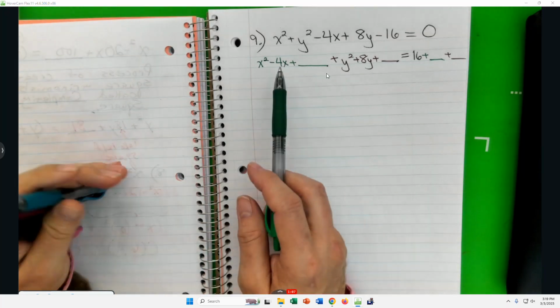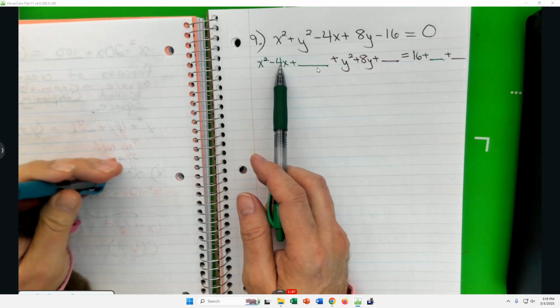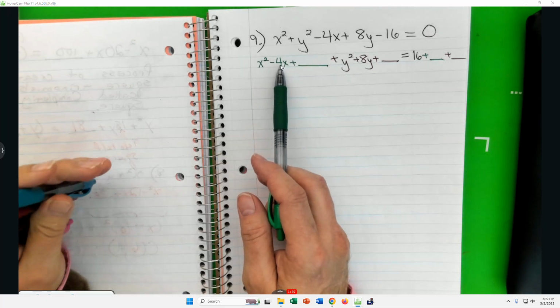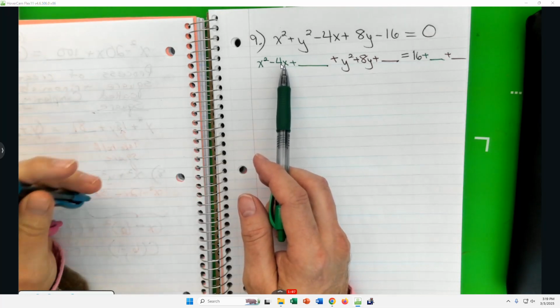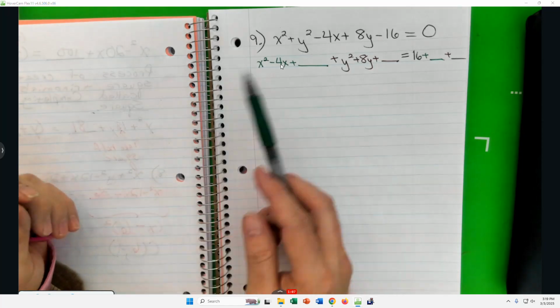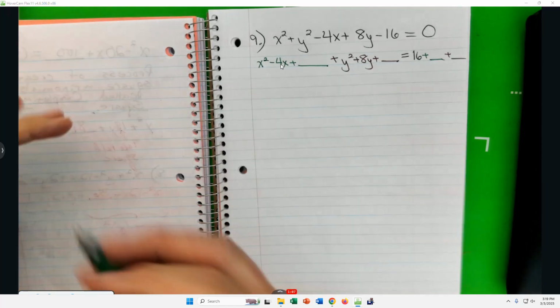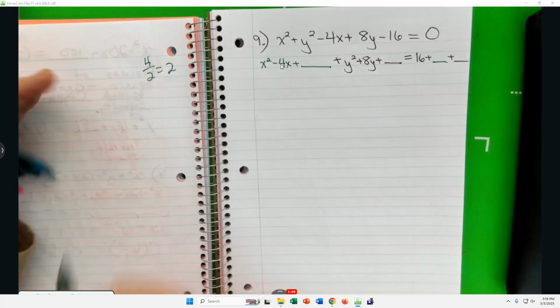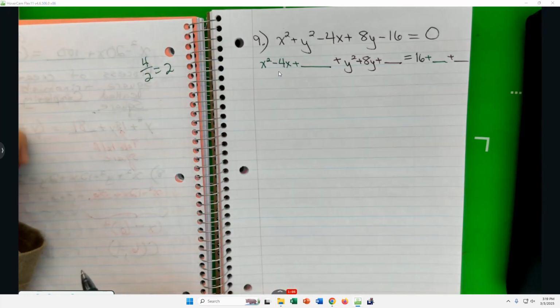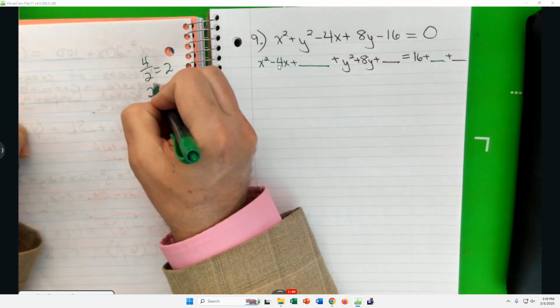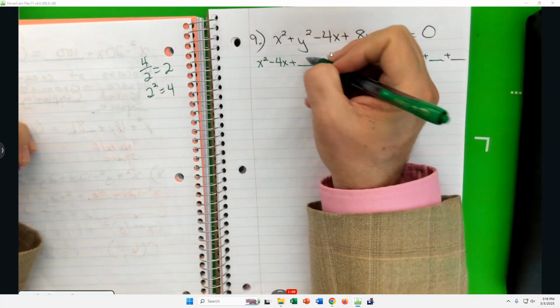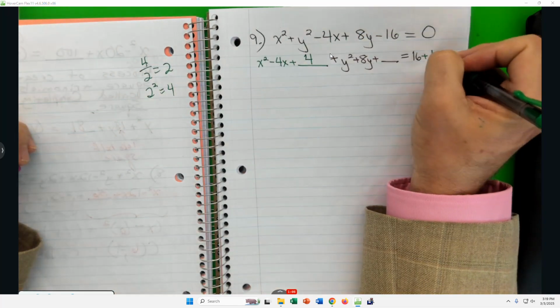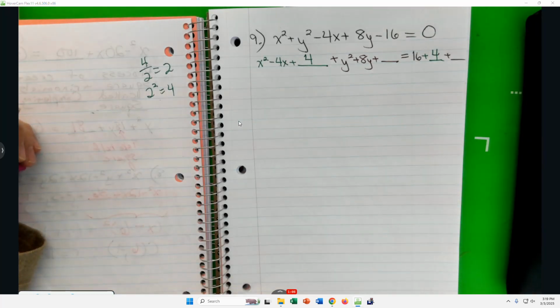How do we find the number that goes in the green box? I'll get you started. You start with 4. You have to do two things. What do you do with that number 4? Divide it in 2. 4 divided by 2 is 2. Then what do we do with the 2? Square it. So you get a 4. You're going to have to add 4 to both sides.